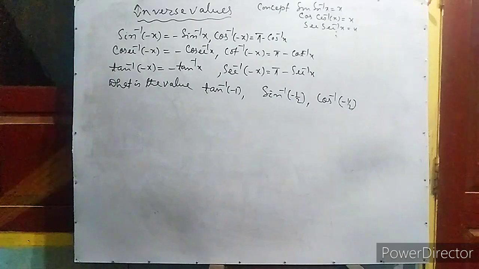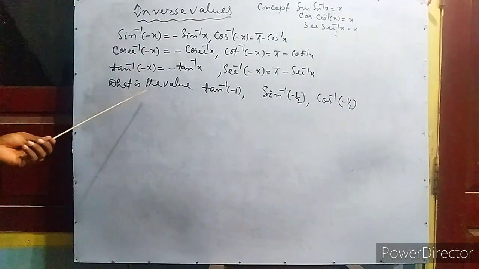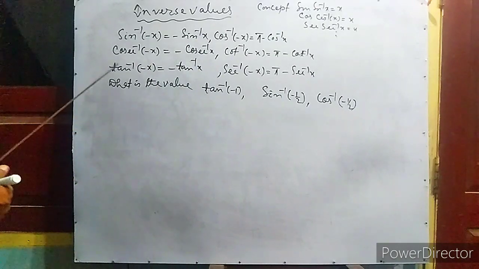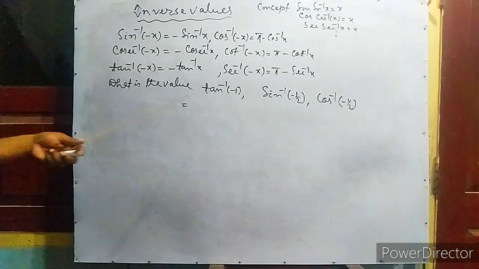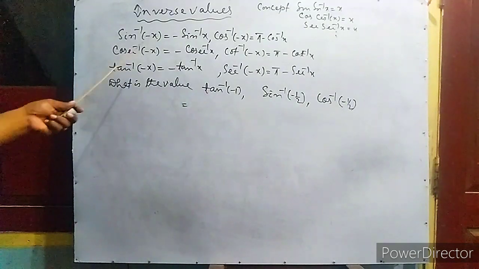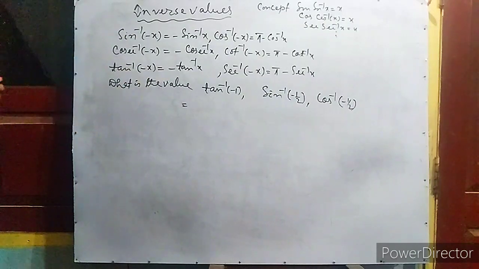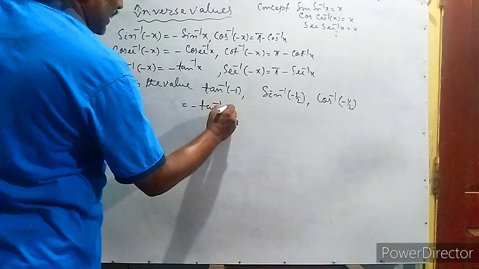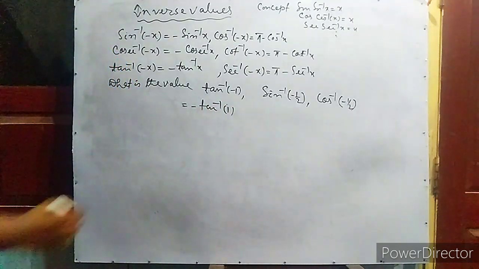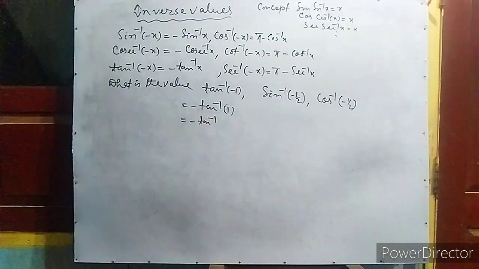So here are some questions. We have to find the value of this. Let's see how to find the first one. Here it is tan inverse minus 1. Here is the format: if there is a negative value, the minus will come outside, and then you can write tan inverse plus 1. So here it is minus tan inverse 1.